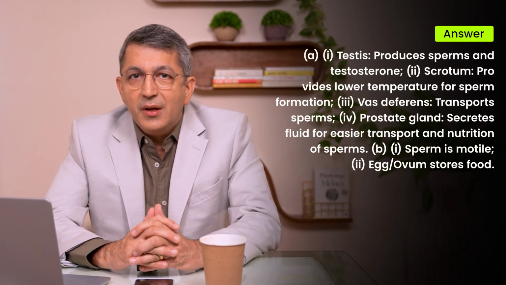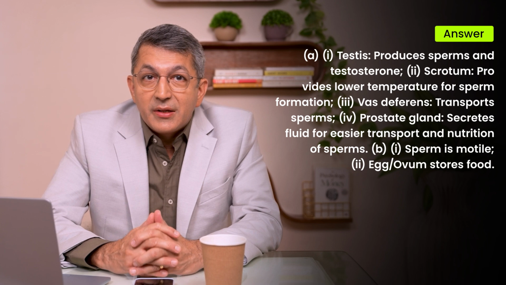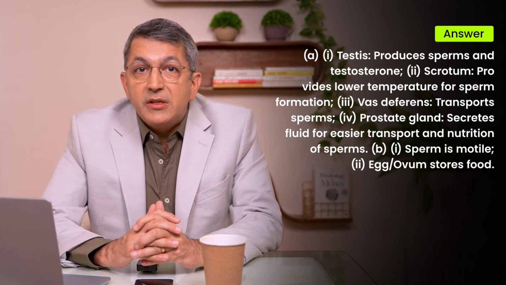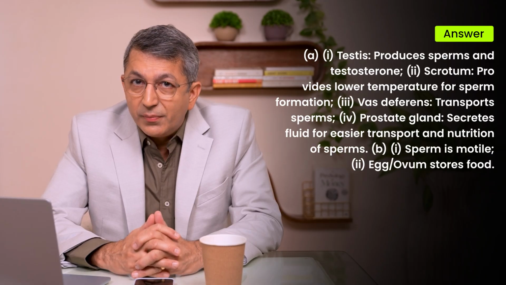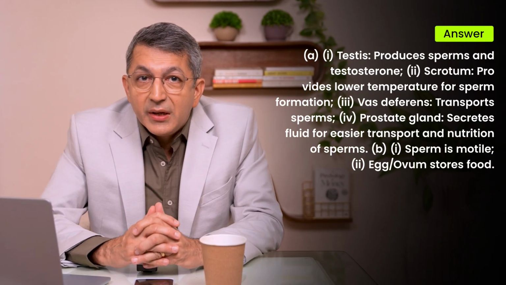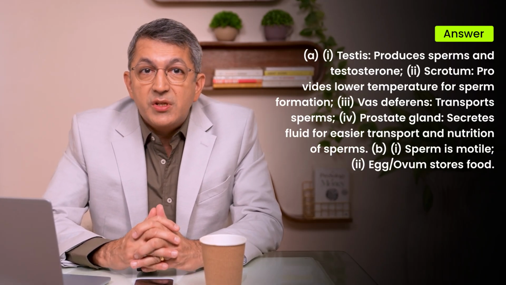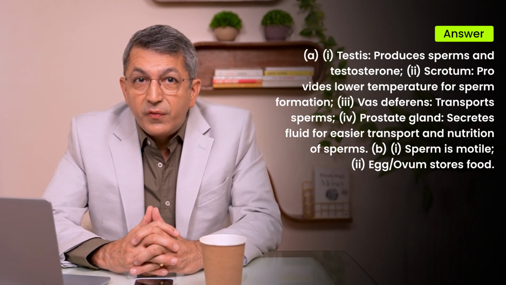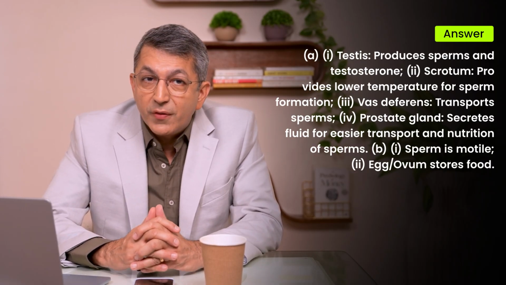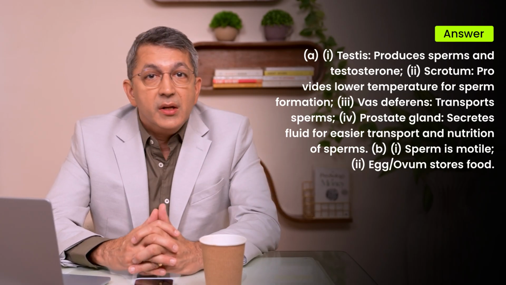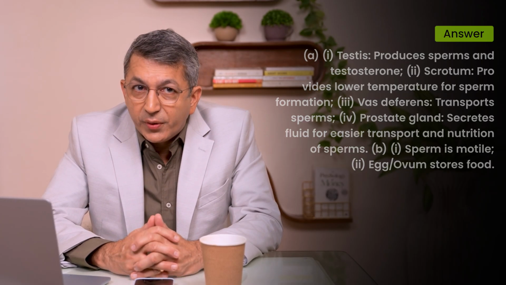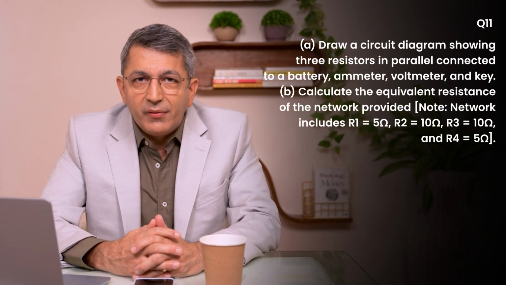nourishment. Answer A1. Testis produces sperms and testosterone. 2. Scrotum provides lower temperature for sperm formation. 3. Vas deferens transports sperms. 4. Prostate gland secretes fluid for easier transport and nutrition of sperms. B1. Sperm is motile. 2. Egg, ovum, stores food.